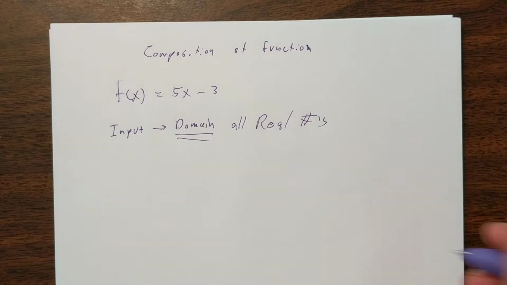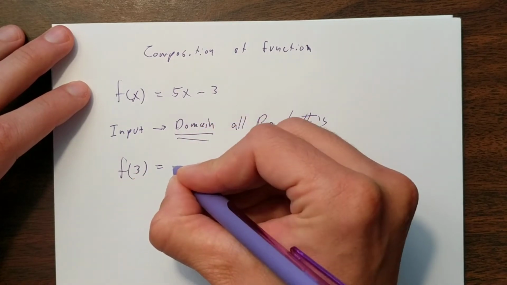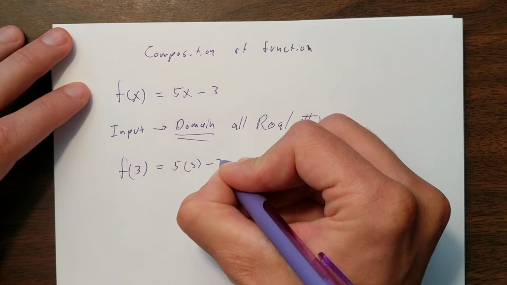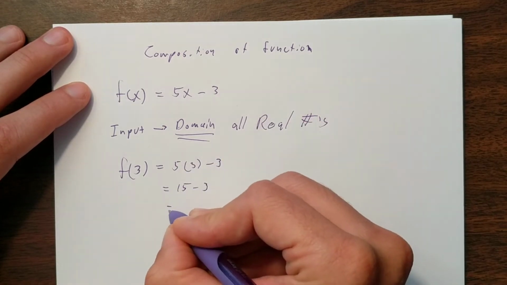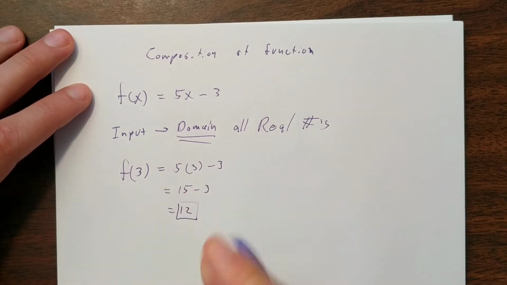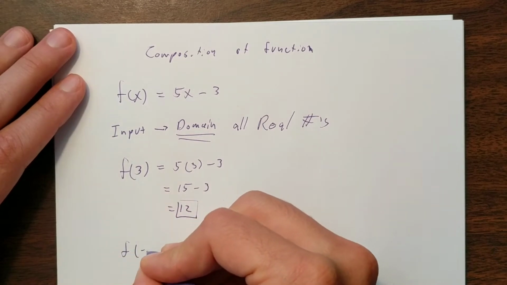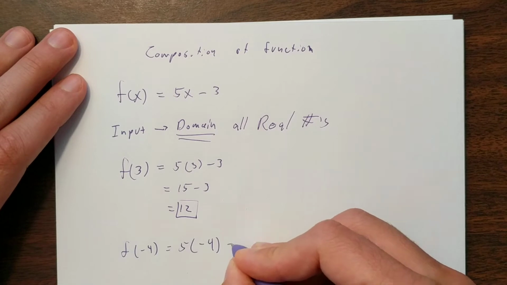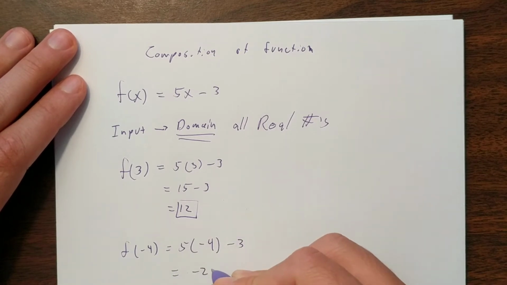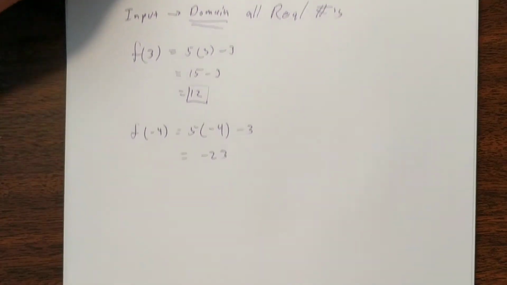Now, for example, if I asked you what is f of 3, you would simply say f of 3 is going to be 15 minus 3, or 12. So f of 3 is 12. That's pretty simple, right? Or f of negative 4 is going to be 5 times negative 4 minus 3, which is negative 23. So it's pretty easy just to evaluate a function.